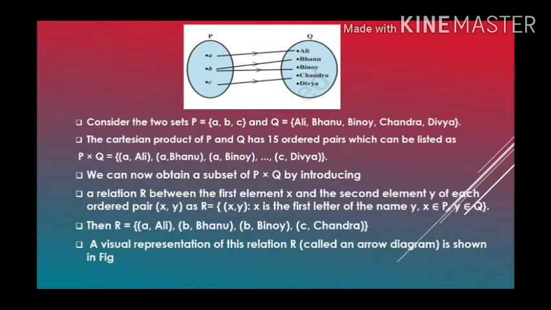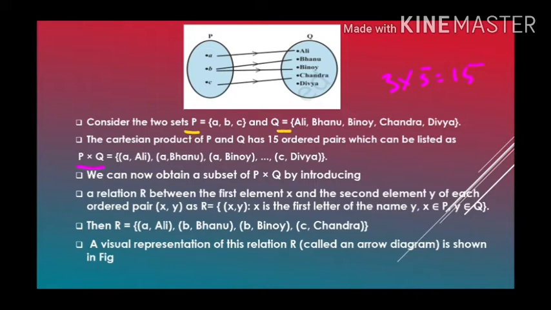As you can see here, two sets are given. Consider two sets: P, which contains the elements A, B and C, and another set Q, which contains Ali, Bhanu, Binay, Chanda and Divya. As I told you in the previous video, the Cartesian product P cross Q will contain 3 into 5, that is 15 elements. Why? Because set P contains 3 elements and set Q contains 5 elements.